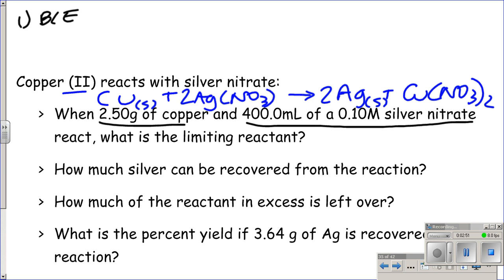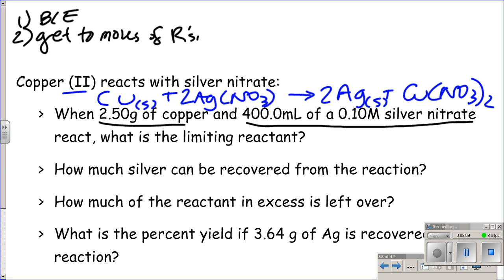When you have 2 quantities given to you and you're like, I don't know which one to use, you got to figure out who your LR is first. Okay? So step 1, BCE. Step 2, use your given information and get to moles. Because moles is of reactants. Okay? The moles is going to be like a recipe.